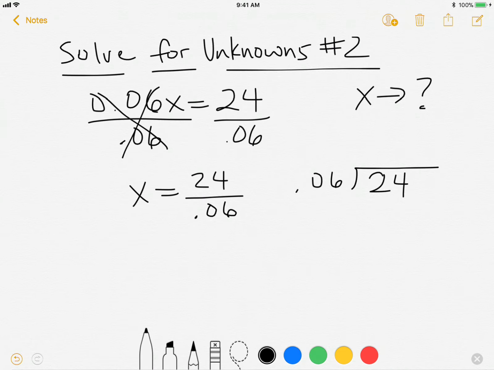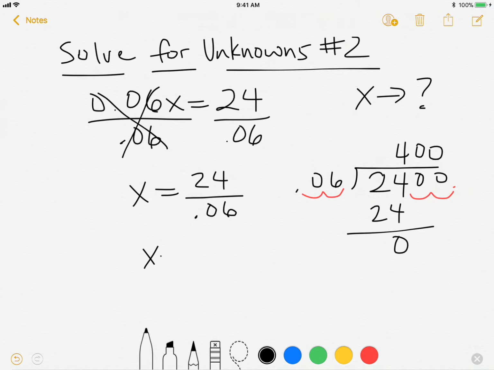And I'm going to end up moving this decimal point over 2 spaces, and this decimal point 2 spaces. And so now I have 6 goes into 2,400. Well, we know that 6 goes into 24 4 times, with the remainder of 0, and so now I can easily just fill in these last two zeros. So the answer is x equals 400.